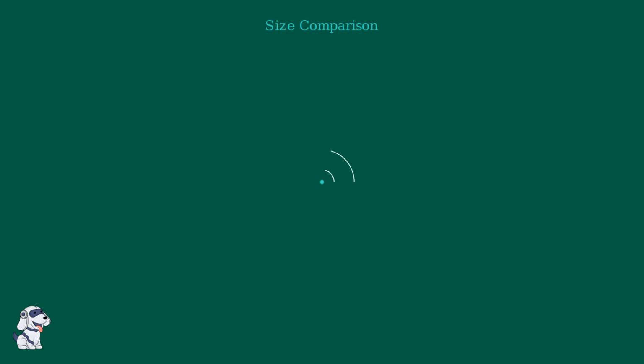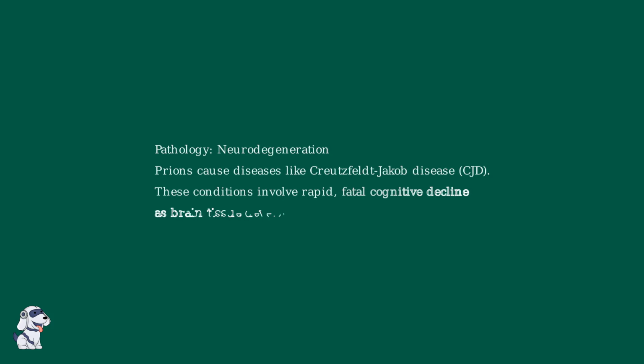Prions are significantly smaller than viruses, making them incredibly difficult to detect and eradicate. They represent a fundamental challenge in clinical diagnostics. In humans, prion infections lead to severe neurodegenerative conditions like Creutzfeldt-Jakob disease. The accumulation of these misfolded proteins results in rapid and fatal cognitive decline.